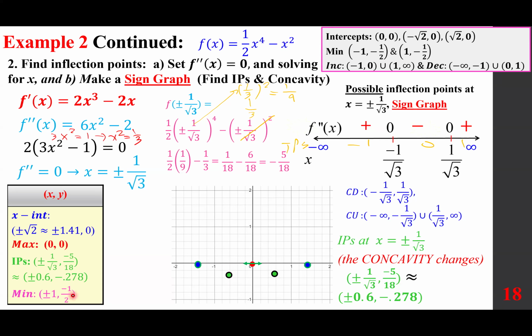The minimum at -1, -1/2, and minimum means again we need a double arrow. So this is -1 and go down by 1/2. This is +1 and go down by 1/2, and each one takes an arrow.